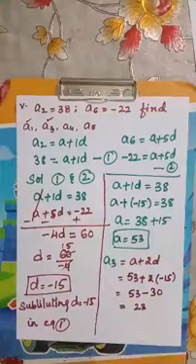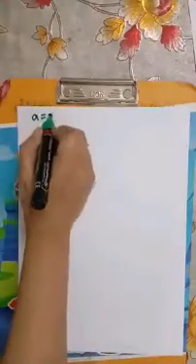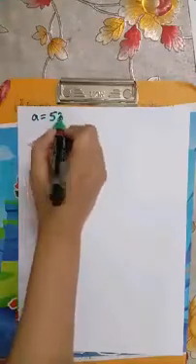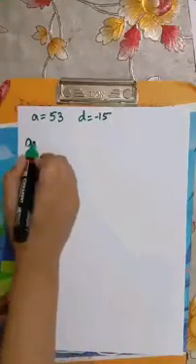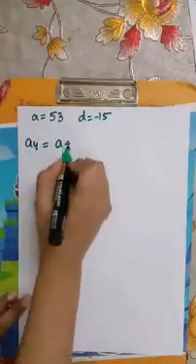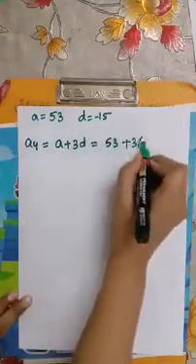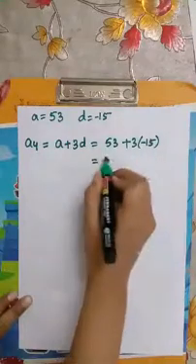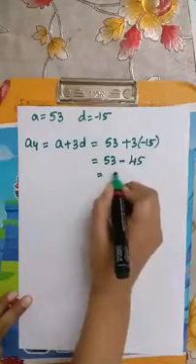How do you find A4? Next, A4 is equal to A plus 3D. We got the value of A as 53 and D as minus 15. अब हमको क्या फाइंड करना है? A4 फाइंड करना है. A4 is equal to A plus 3D. That is 53 plus 3 into minus 15. So 53 minus, 15 3s is 45. Subtract कर लूँगा. Answer is 8.